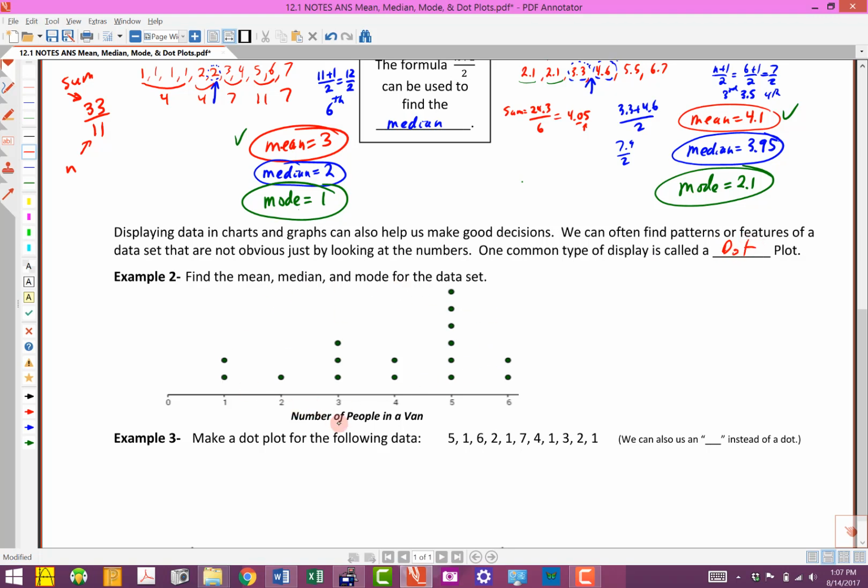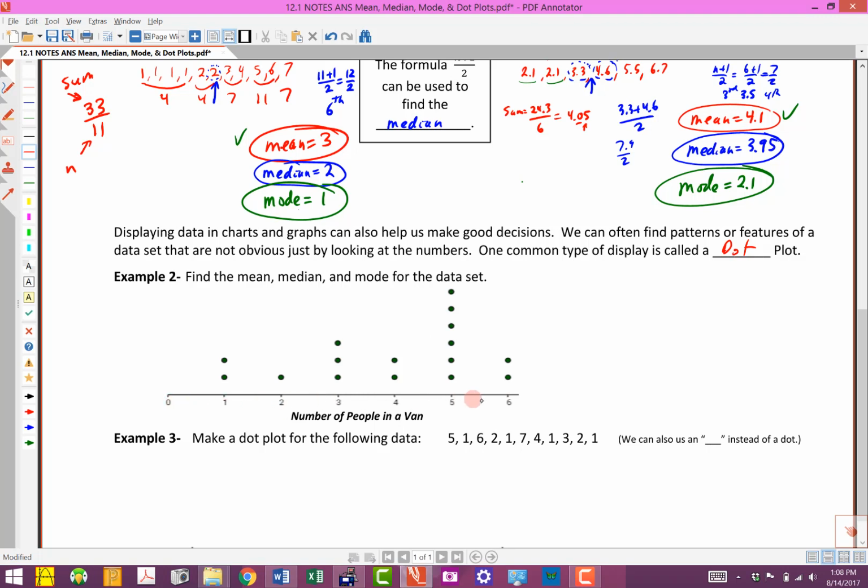So this is the number of people in a van. So we've got these vans going by, and they just kind of kept track of how many people were in each one. So you'll notice that there were 2 vans that had 1 person in it. 1 van that had 2 people in it, and this literally is, as we stack up the number of dots, just the number of vans that had 3 people in them. There were 3 vans with 3 people, 2 vans with 4 people, 1, 2, 3, 4, 5, 6, 6 vans with 5 people, and then 2 vans again back with 2 people. Okay, so that's how a dot plot works.